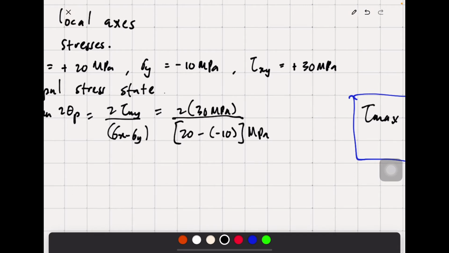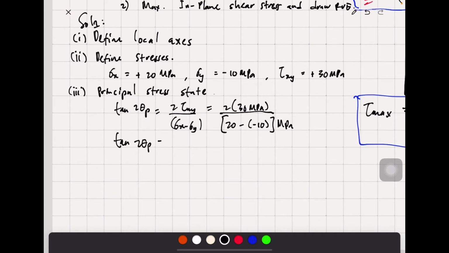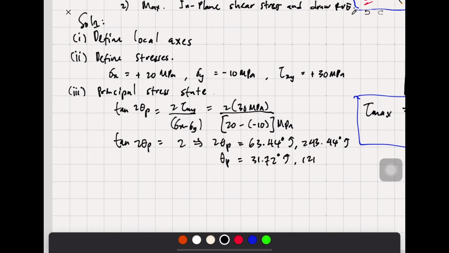alright, continuing from this, tangent 2 theta p is equal to 2. So it comes to 2 theta p equals 63.44 degrees counterclockwise, and the other angle is 243.44, also counterclockwise. For theta p, we divide everything by 2, so we will get 31.72 degrees and 121.72 degrees, also counterclockwise.